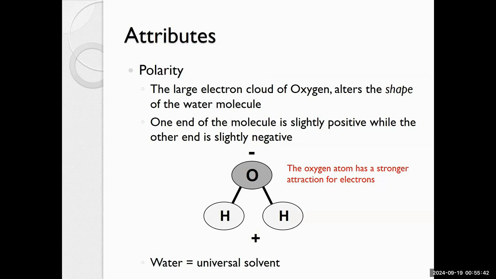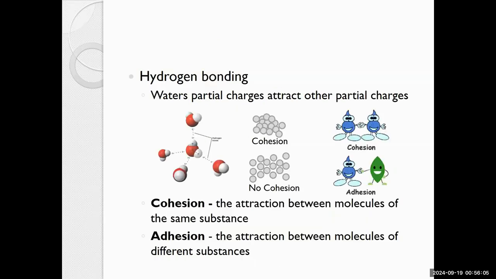There's a very huge electron cloud around oxygen, which alters the physical shape of the water molecule, creating a side that's very negative and a side that's very positive. And this creates those temporary dipoles, those temporary reactions between charges. We referred to them earlier as hydrogen bonding. At this point, I want to expand on that and recognize that there's cohesion and adhesion. Cohesion describes attractions between molecules of the same substance.